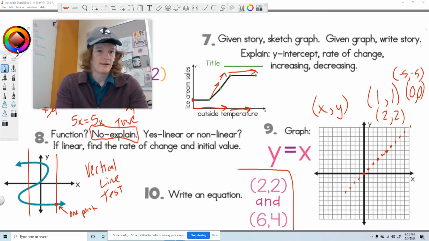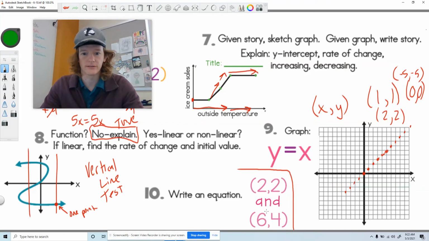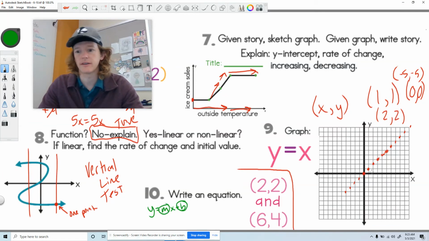For number 10, I'm going to use that same graph. I'm going to use a different color. I'll go with green. And we're going to graph these 2 points. We need to write an equation, y equals mx plus b. We need to figure out what b and m equal. So starting at 2, 2, so 1, 2, here we go, where that green point is.